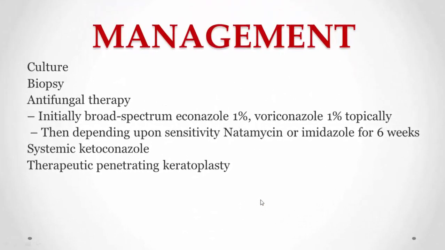Management of fungal ulcer is by culturing on a specific medium called Sabouraud media. Biopsy of the corneal tissue if we cannot diagnose it well by culturing, and we should start antifungal therapy rapidly. Initially, we use a broad spectrum antifungal like itraconazole or voriconazole topically, hourly, then 5 times per day. Then, according to sensitivity, we can add natamycin or imidazole for 6 weeks.